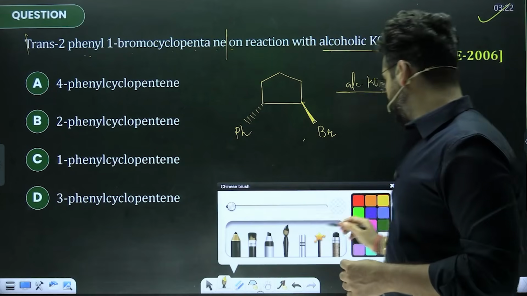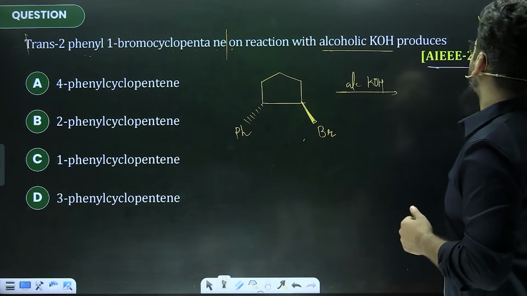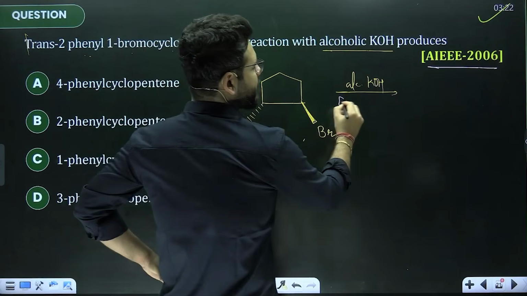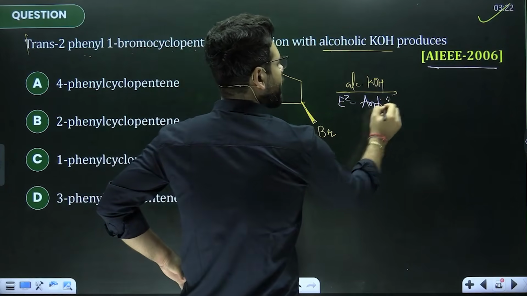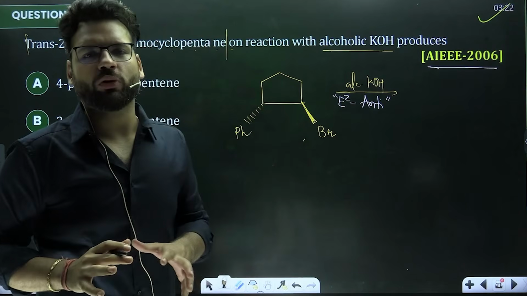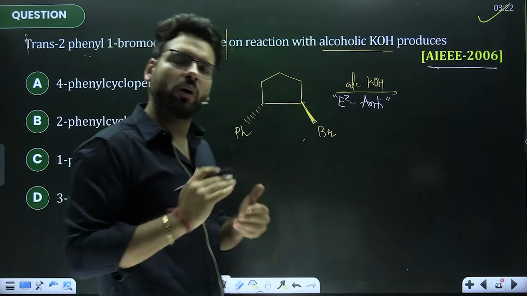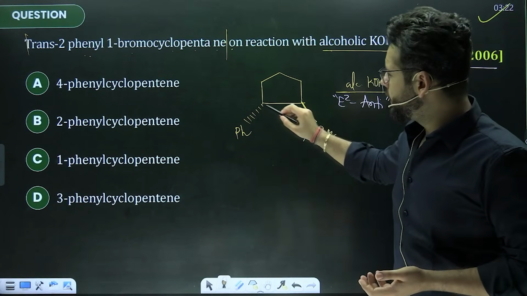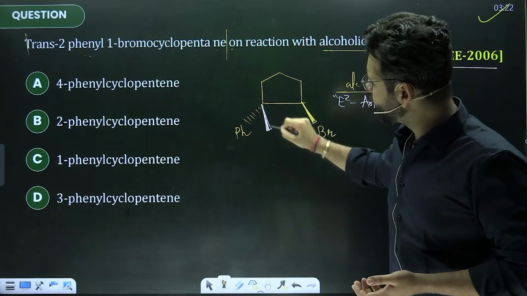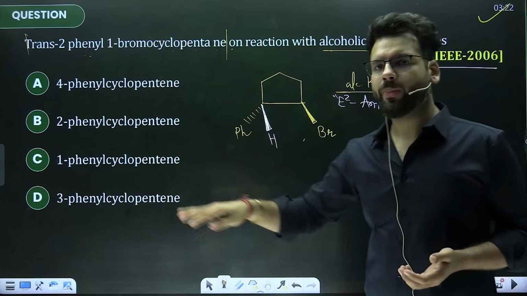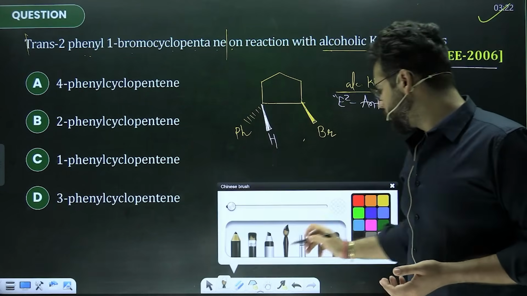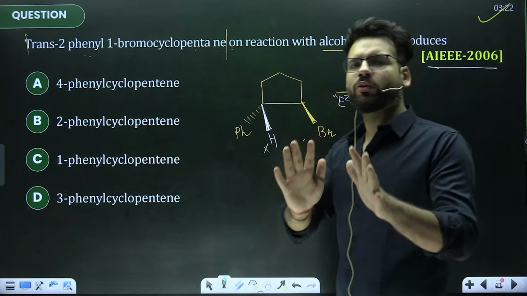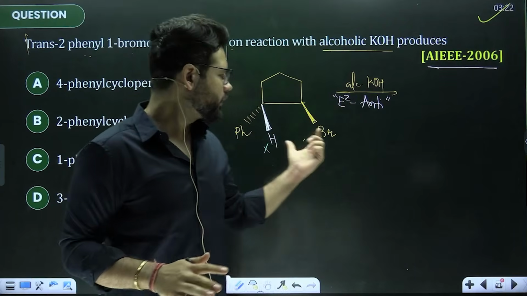Okay, so it's a very good question. It's an engineering question. I told you that E2 mechanism is anti-periplanar. Means it can only pick up a proton from beta carbon if the proton is opposite to the bromine side. If it is on the same side, it can never pick up a proton. So here this proton has to be in front of the board because phenyl is behind the board. This proton is not applicable to be picked in E2 mechanism because it is on the same side as bromine. Both the proton and bromine are coming out of your notebook, so they cannot be picked together.